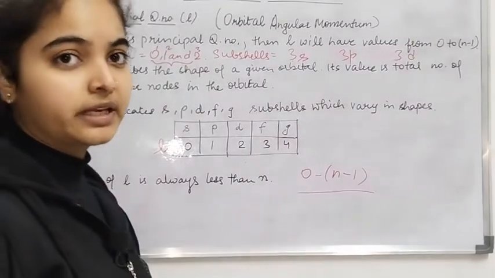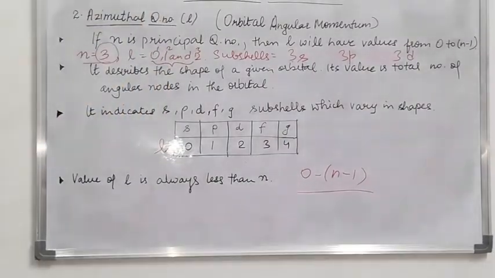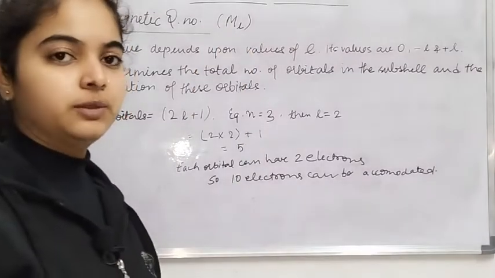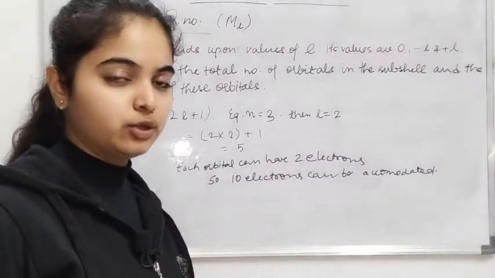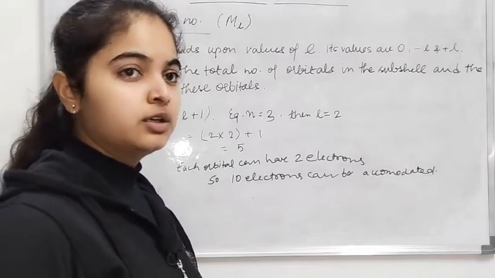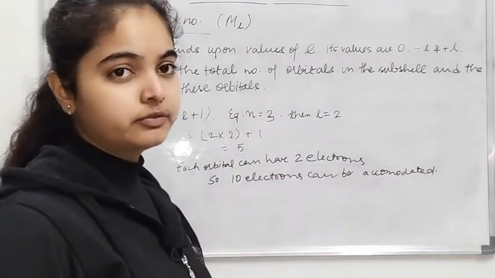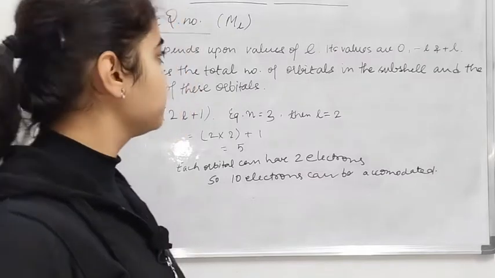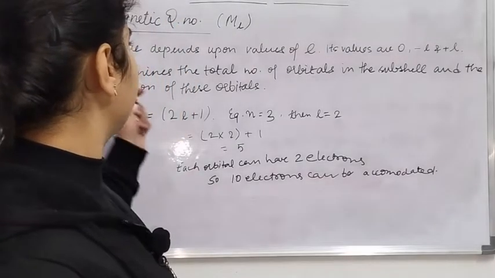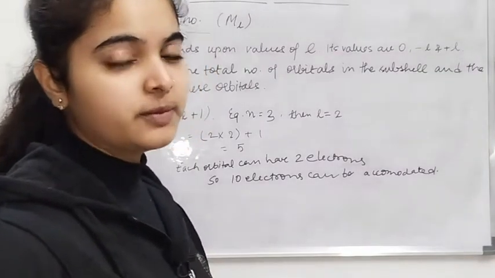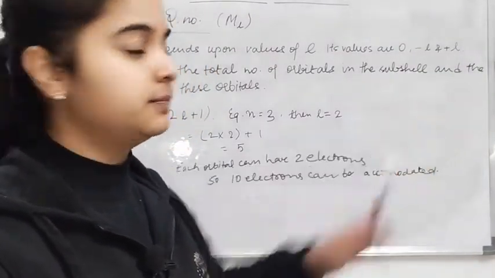Now we will discuss magnetic quantum number. Its value depends upon the value of azimuthal quantum number. So we can say that its value depends indirectly upon the value of principal quantum number. The magnetic quantum number has all the values from minus l to plus l.